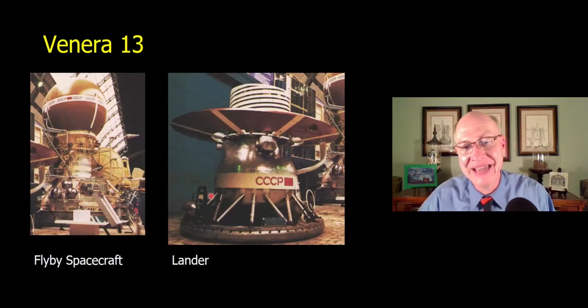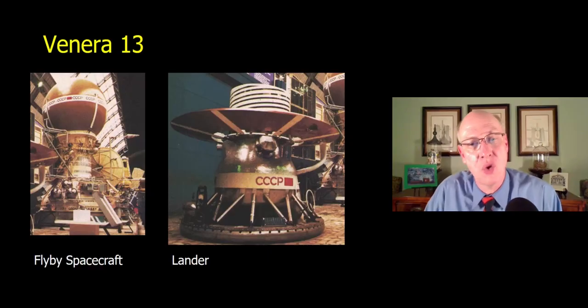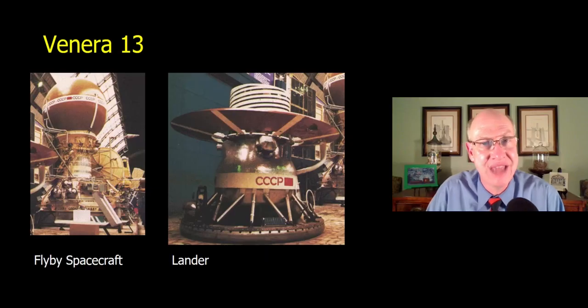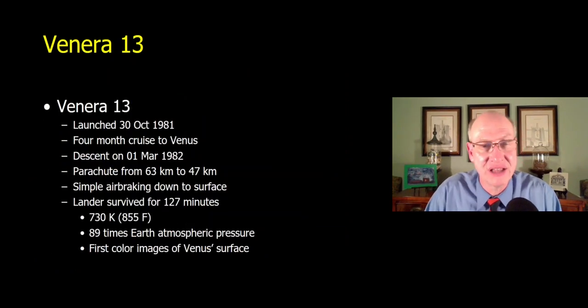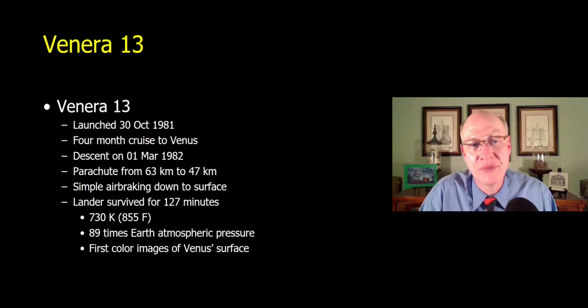Now, the thing about these landers is that the surface of Venus is so hot that they can't survive for very long. These are not landers that survived on the surface of Venus for days or months or years even. These landers typically lasted a couple hours down on the surface, typically about 2 hours at most. So that's how long the landers last.